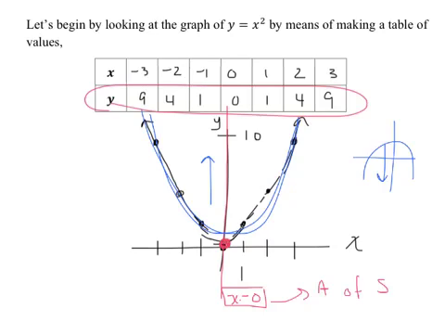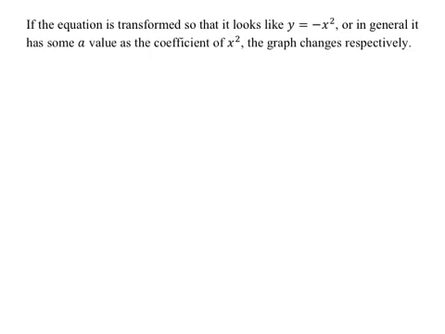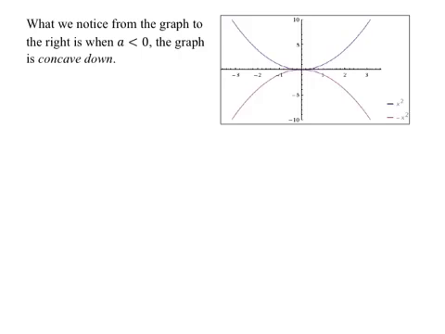because it opens down. Now, if the equation is transformed so that it looks like y equals -x squared, or in general it has some a value as the coefficient of x squared, the graph changes respectively. So let's take a look at some examples of this now. So first, what we're going to notice here is that when the value of a is less than 0, the graph ends up being concave down. And we can see this by looking at the graph of y equals -x squared and seeing that it opens concave down, whereas this is concave up.